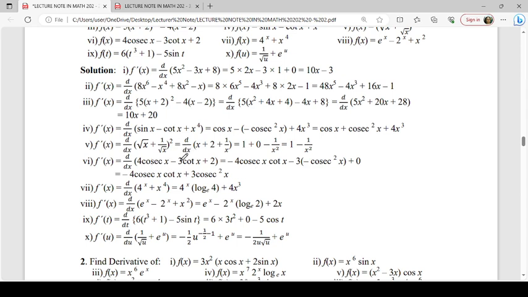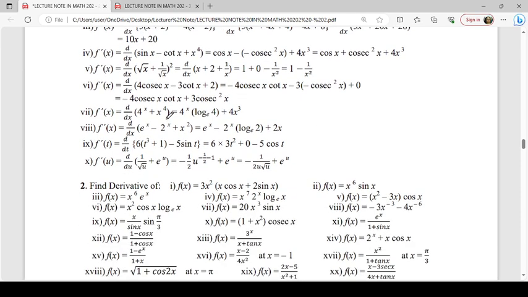Then cosec x minus 3 cot x plus 2. So minus, d/dx of cosec x is minus cosec x cot x, d/dx of cot x is minus cosec square x, and d/dx of 2 is 0.